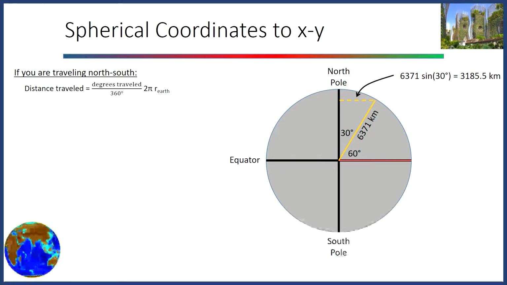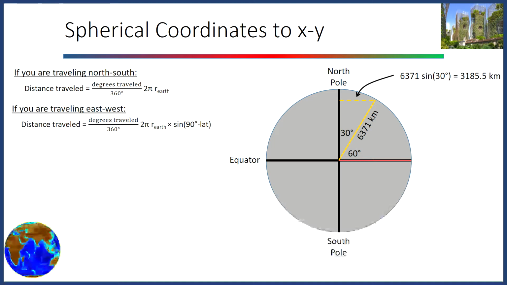On the other hand, if you are traveling east-west, you need to write a modified equation that takes into account the fact that the circle you are traveling on gets smaller as you get closer to the poles. This equation states that the distance you've traveled in the east-west direction is equal to the degrees of longitude that you've traversed divided by 360 degrees times 2 pi times the radius of the Earth times the sine of 90 degrees minus the latitude that you're traveling at. This means the distance between lines of longitude varies depending on which latitude you're at, which of course makes sense.